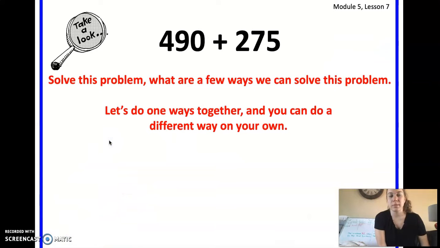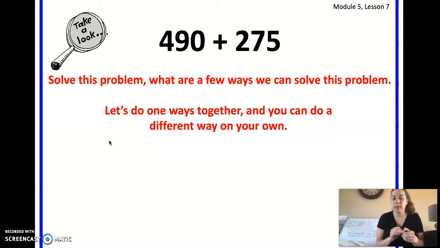Now we're going to solve this problem together. So we have 490 plus 275. Let's talk about some ways that we can solve this problem. Good, we could just use a place value chart, or we could get it to the nearest 100 by doing the number bond way, or we could do the arrow way. We're going to do one way together, and then I want you to do another way on your own.